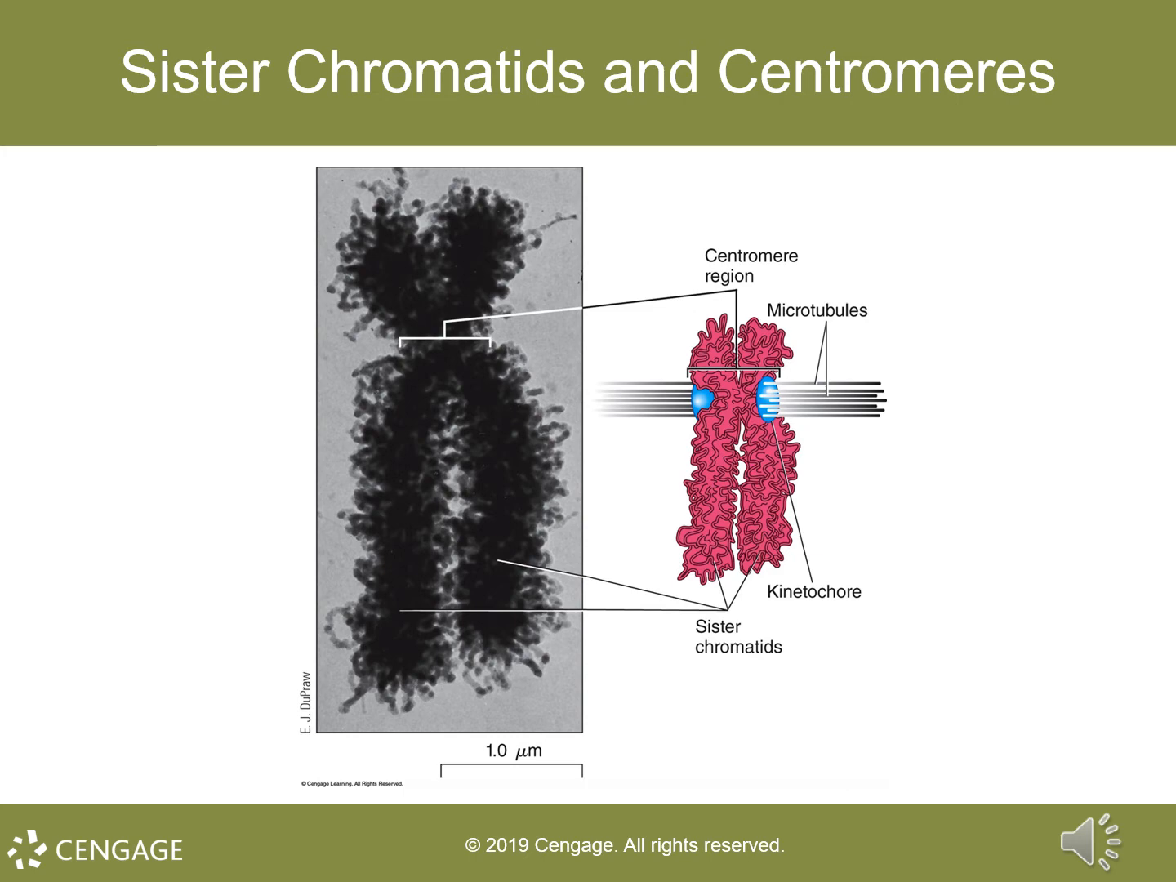They're tightly associated at the centromere regions, indicated by those little brackets there. And associated with each centromere is a kinetochore, which serves as a microtubule attachment site. And kinetochores and microtubules are not visible in the transmission electron microscope image of this metaphase chromosome. So you don't see those microtubules or the kinetochore, but they are there.